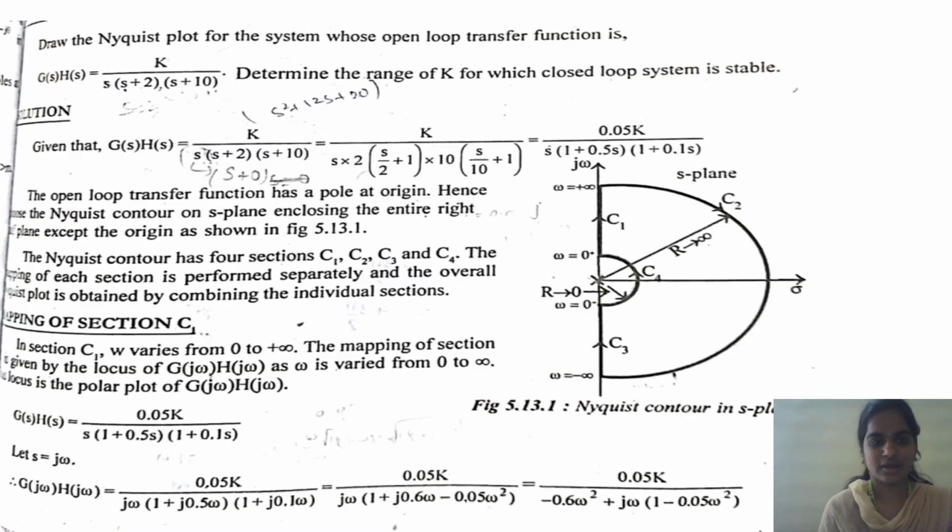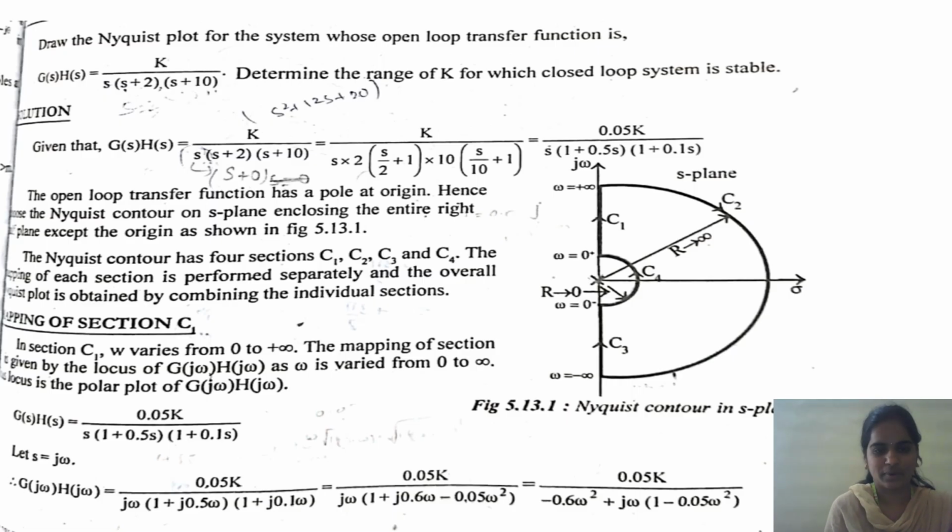K by s into (s plus 2) into (s plus 10), determining the range of K for which the closed loop system is stable. Given G(s)H(s) is equal to K by s into (s plus 2) into (s plus 10), converting into the s plus 1 form. Finally, the equation will be 0.05 K by s into (1 plus 0.5 s) into (1 plus 0.1 s).